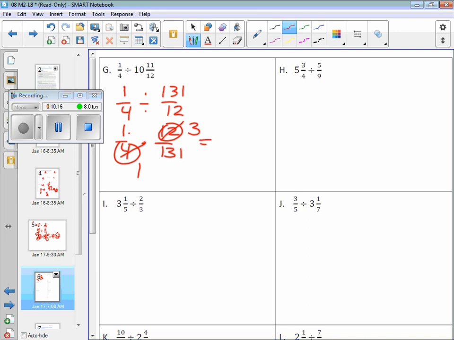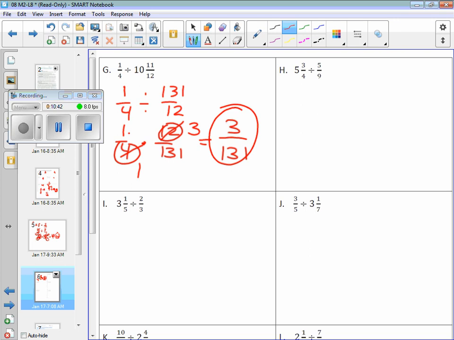Watch how nice and neat this is. 1 times 3, 3. 1 times 131, 131. Both numbers happen to be prime, and one number can't go into the other, so we are done. 3 and 1/131 is our answer. Okay?